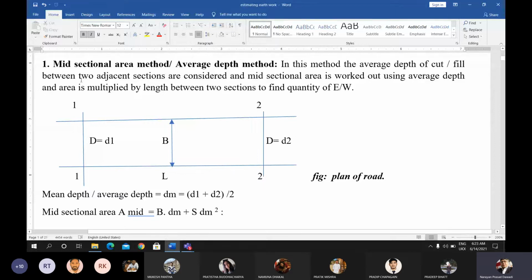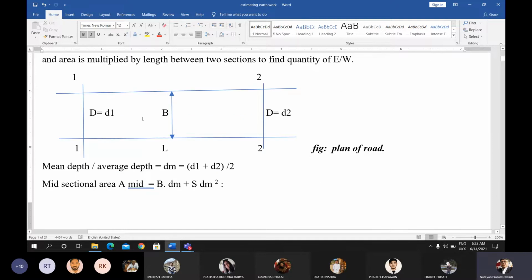So, to use the mid-sectional area method, you have to find the average depth of the sections first. The average depth, DM, is calculated as D1 plus D2 divided by 2. First of all, you have to calculate the average depth between the sections. The section 1 depth is D1 and the section 2 depth is D2. Then find the mean depth of the section as the average value of D1 and D2.